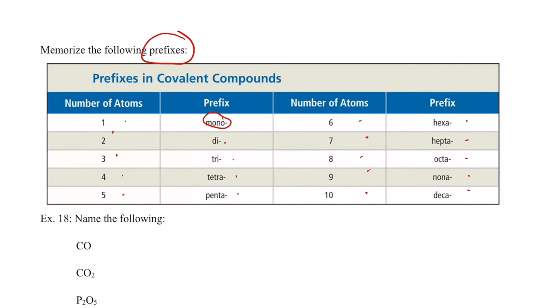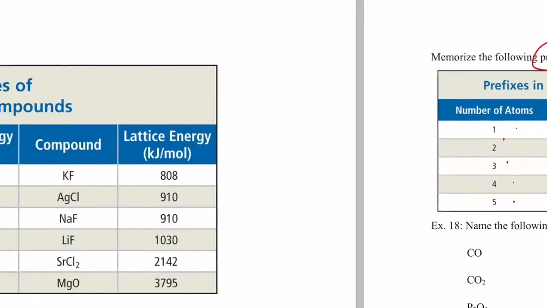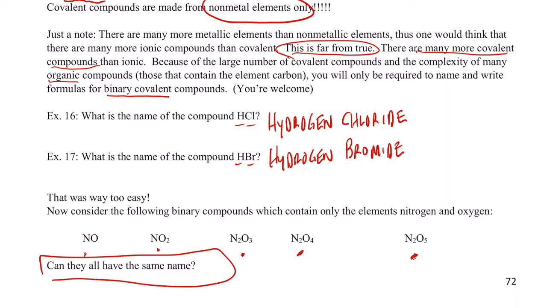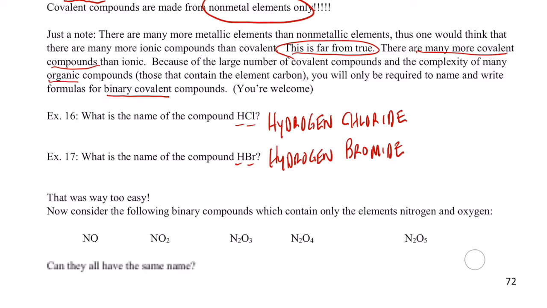Now, with those prefixes in mind, let's go back to those nitrogen and oxygen compounds that we just left behind, and let's go ahead and erase these stray marks here at the bottom of the page. And let's use this naming system here. Okay, what we do is we use prefixes to describe how many of each atom are present in the compound.